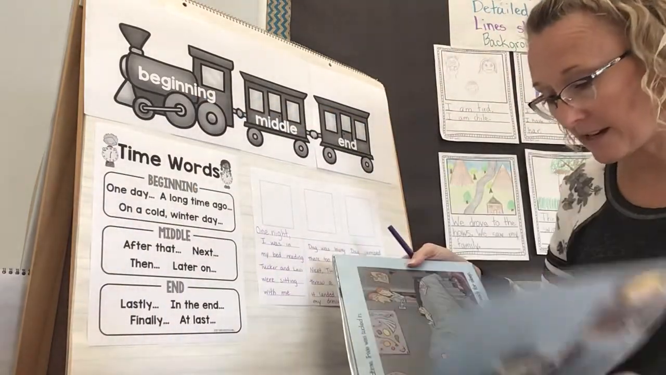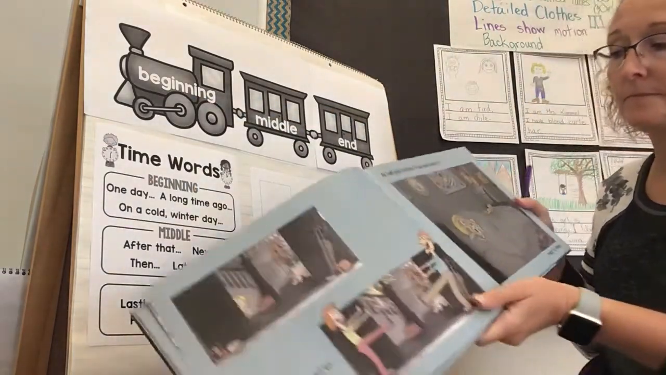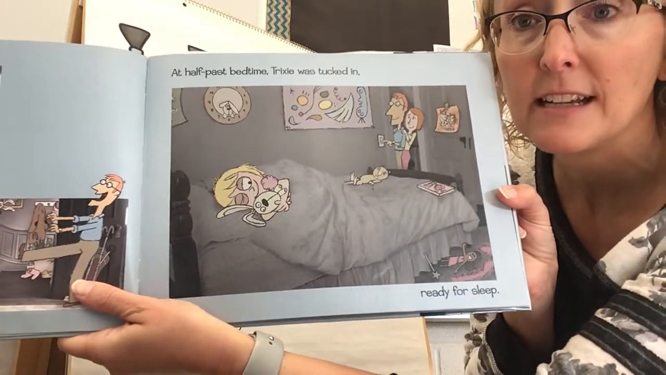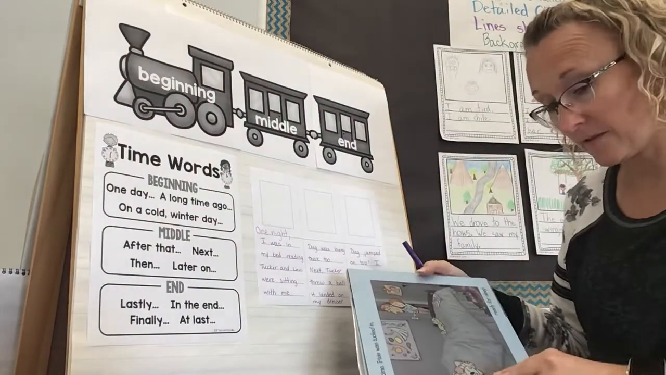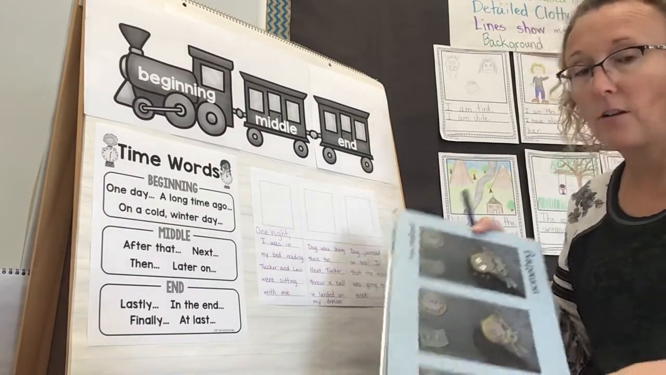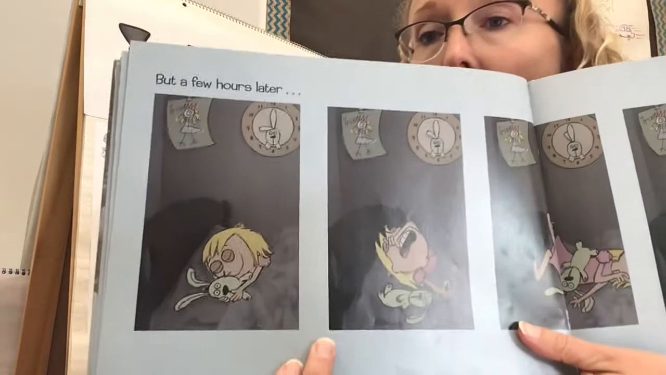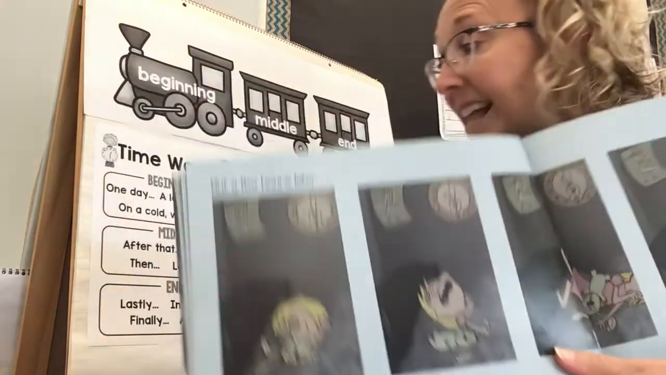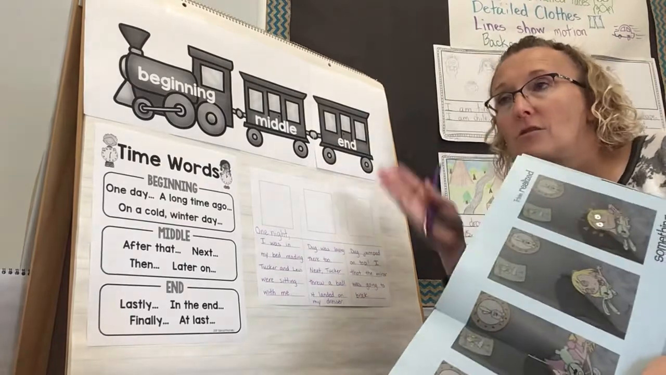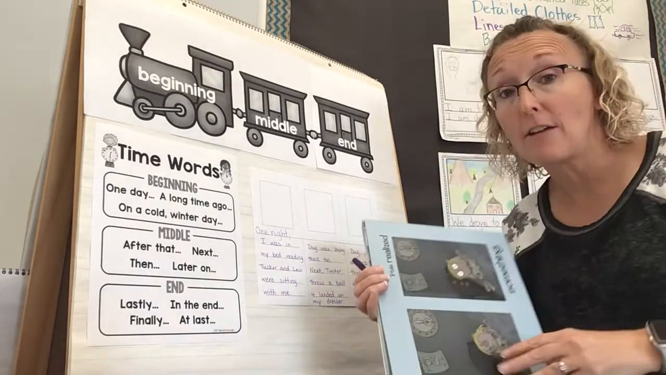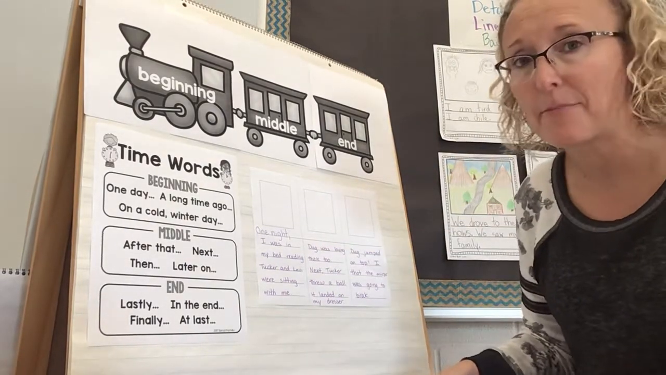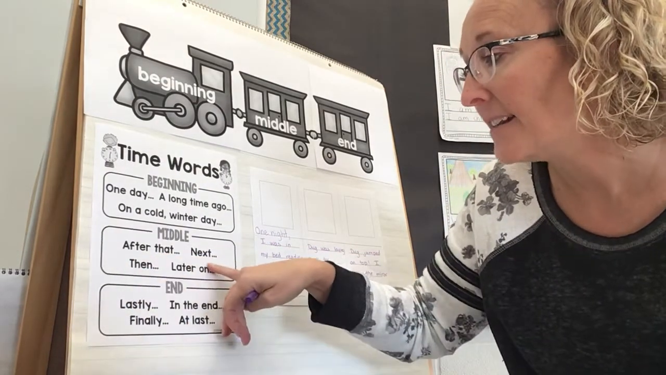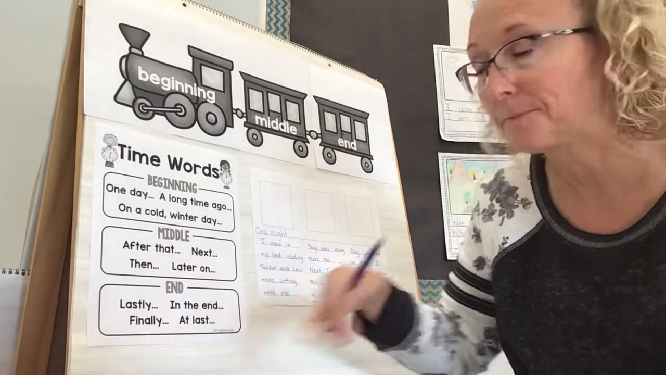That one kind of tells time. Here we go. At 1:30 bedtime, Trixie was tucked in. That kind of tells about time. Oh, here's a really good one. But a few hours later. So that's telling us time, right? So she went to bed, but a few hours later, something happened. And here they talked about using after that, next, then, and later on.